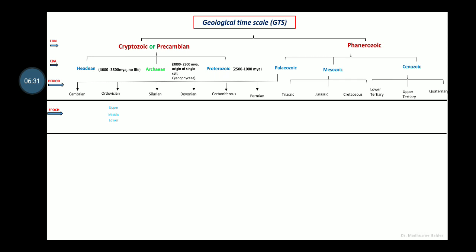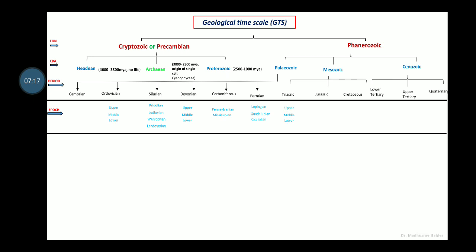In case of Ordovician, there are 3 epochs: Upper, Middle, and Lower Ordovician. Silurian consists of 4 epochs, namely Pridolian, Ludlovian, Wenlockian, Llandoverian. Devonian consists of 3 such epochs: Upper, Middle, and Lower. Carboniferous has 2 epochs: Pennsylvanian and Mississippian, while in Permian there are 3 epochs: Lopingian, Guadalupian, and Cisuralian.